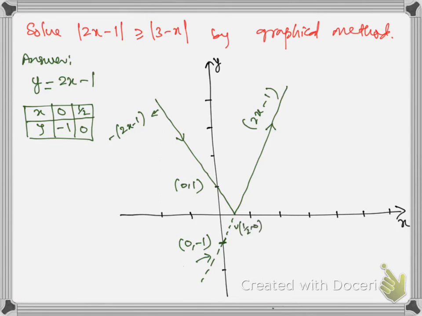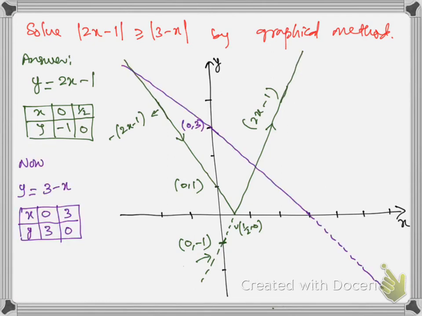Now let's sketch the next graph, which is 3 minus x in purple color. That's the graph of y is equal to 3 minus x. Now for modulus, we will reflect this part of the graph about the x-axis. Now that's the final sketch of y is equal to modulus of 3 minus x.